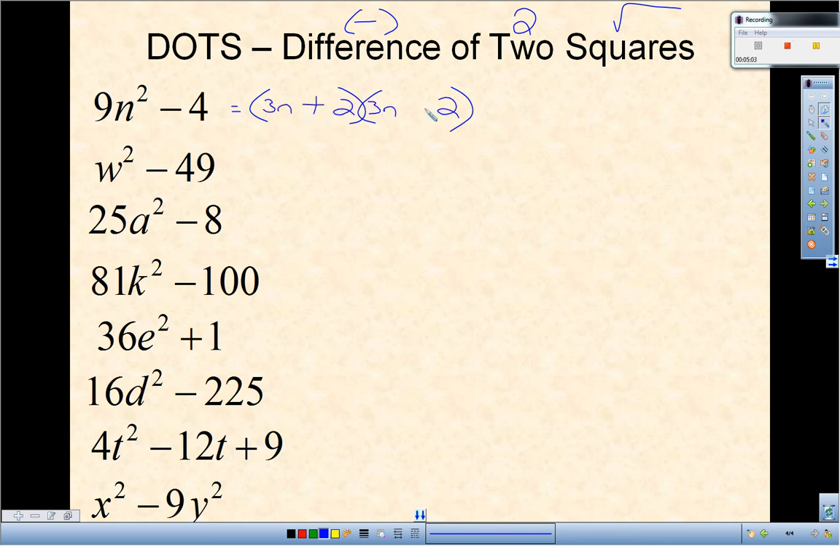Just remember, one's positive and one's negative. The next one is a difference of two squares. The square root of w squared is w. The square root of 49 is 7. Make sure one's positive and one negative.